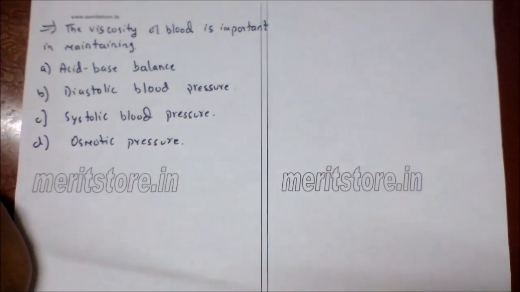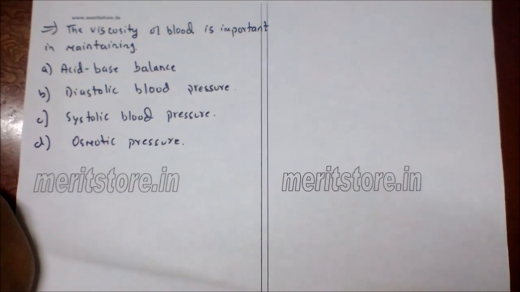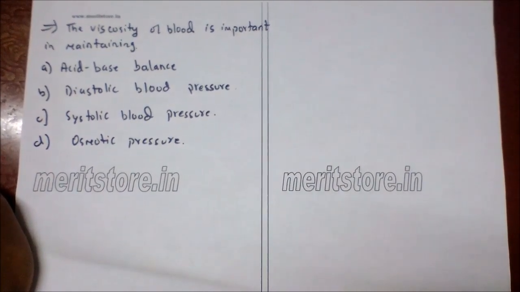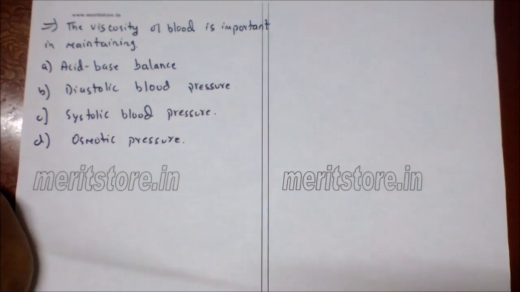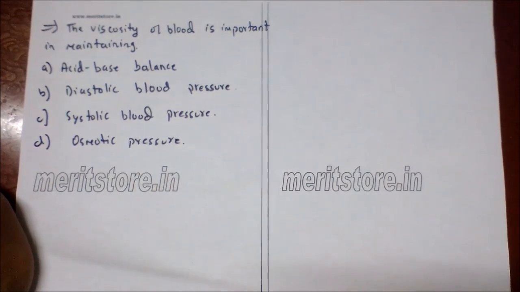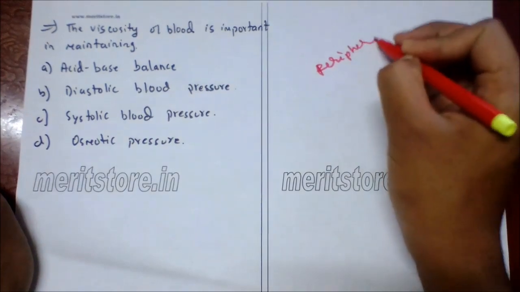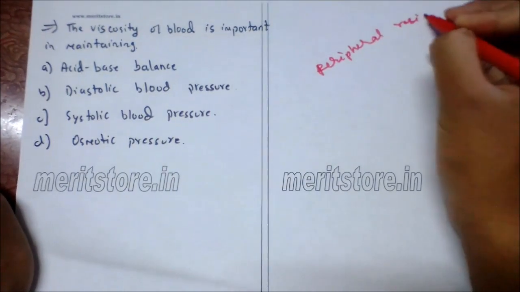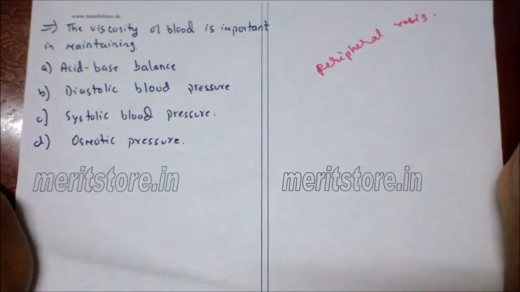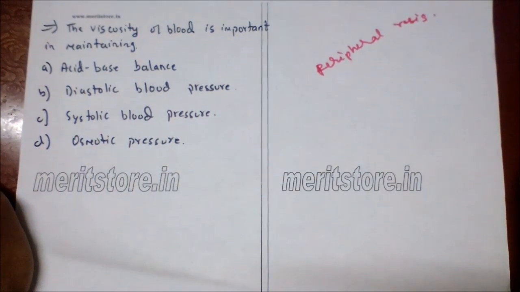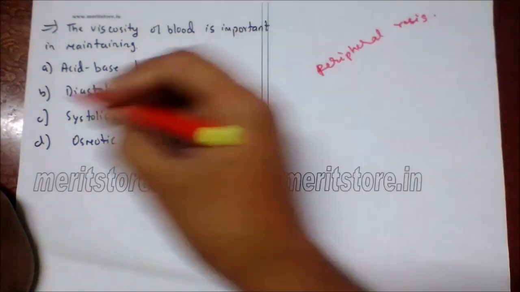Viscosity of blood is important in maintaining A, acid-base balance, B, diastolic blood pressure, C, systolic blood pressure, D, osmotic pressure. So viscosity of blood determines peripheral resistance of the blood flow through blood vessels and thus helps in maintaining blood pressure. So option B is the correct answer.